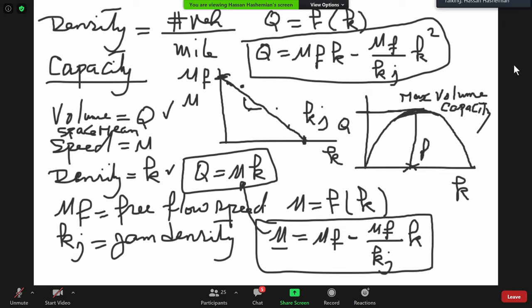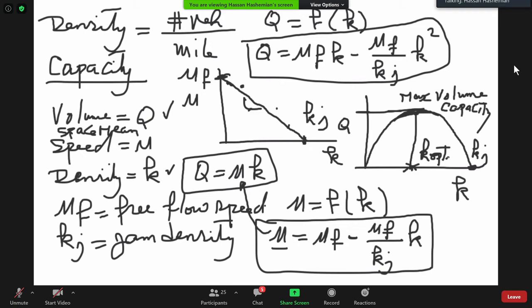So this is K optimum, they call it. So that means the best K that we can get the maximum volume. This point here where the volume is 0, that means I'm standing by the roadway and there is no car passing me because the highway is jammed. This is the Kj, correct? So this is the Kj, this is the K optimum, this is the maximum, which is the capacity.